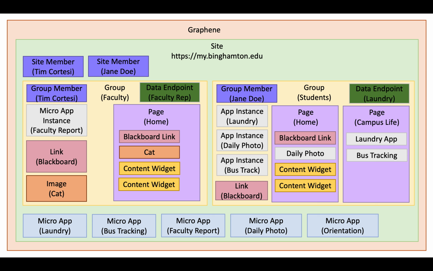So just to refresh, we have Graphene. It can have a site, or it can have one or more sites, really. Those sites have members associated with them, and administrators and developers. And then each site can have one or more groups, so you might have any number of different groups. Those groups can have any number of different pages in there, and then we can have additional things like links and images and app instances and other content that can either just be part of that group, or they can optionally be added to a particular page so that they're visible to end users who are looking at this.